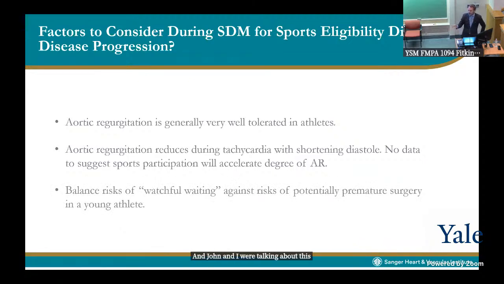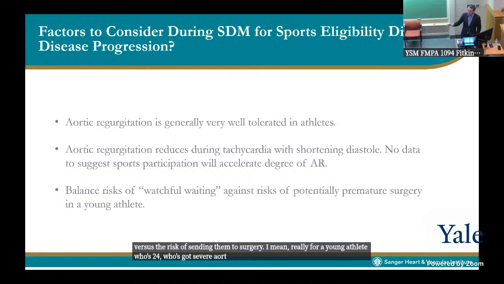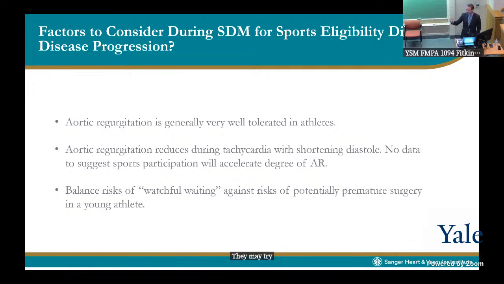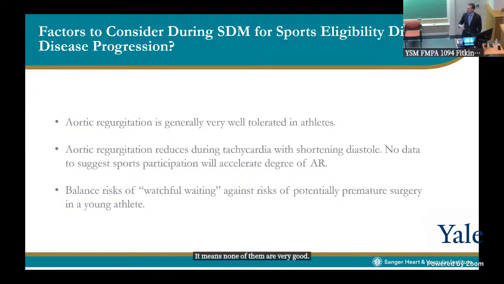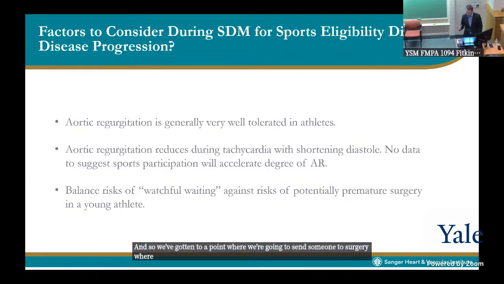We have to balance the risk of watchful waiting versus the risk of sending them to surgery. I mean, for a young athlete who's 24, who's got severe aortic regurgitation, there's lots of different options depending on what surgeon you go to. Someone will put in a mechanical valve. They may try to repair the valve, the Osaki procedure, Ross procedure. When you've got all of these options, it means none of them are very good. And so we've gotten to a point where we're going to send someone to surgery where we don't have really clear, good outcomes. So how do we assess this young rower?